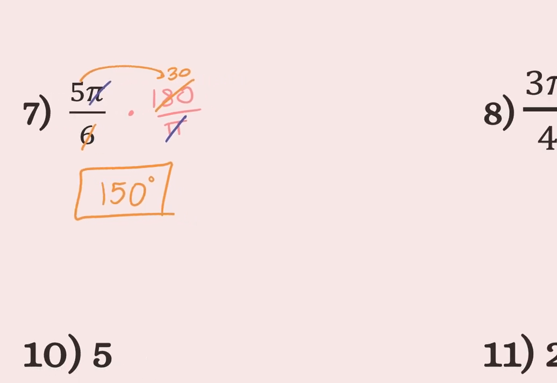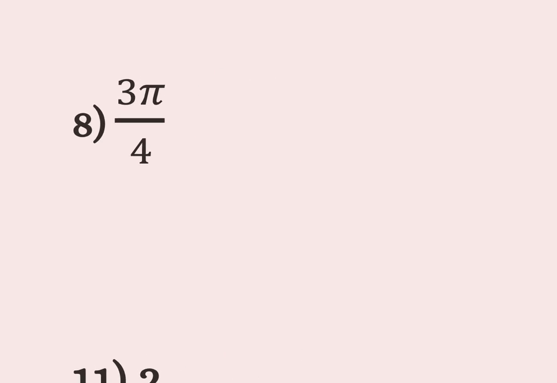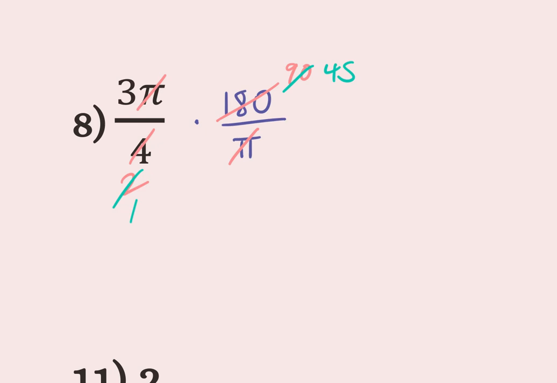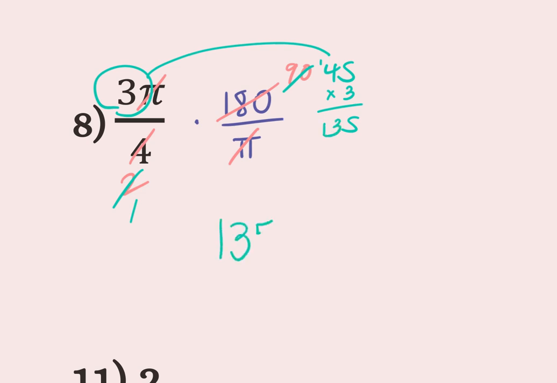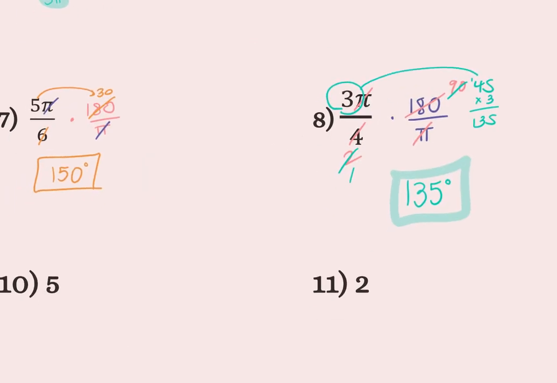All right, go to 8. I'm multiplying times 180 over pi. The pi's are going to cancel. 4 and 180 are both divisible by what? You could start with 2: 2 and 90, and now 2 again: 1 and 45. So then I have 3 times 45, and that's 135 degrees.